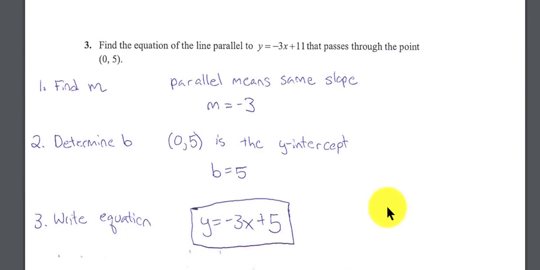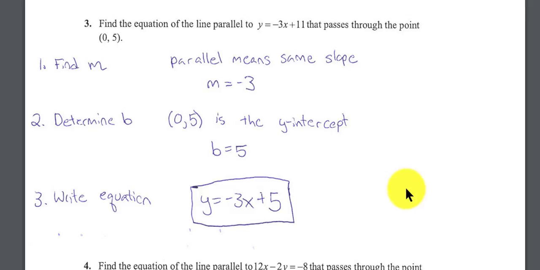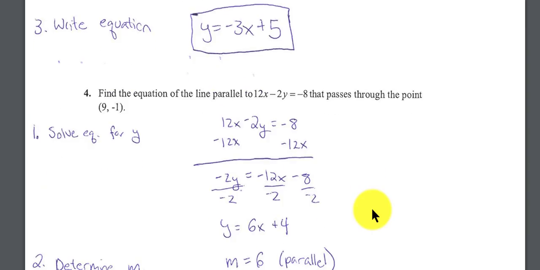The last two problems have you look at parallel lines. So we're given an equation, and we know that parallel lines have the same slope, but different y-intercepts or different b values. So if this is line 1, line 2 is going to look just like this, except instead of 11, we're going to have some other number. So if we write y equals mx plus b, if you were to replace the m with -3 and the y with 5 and the 0 with x, you end up with a b that equals 5. So you replace the b with 5.